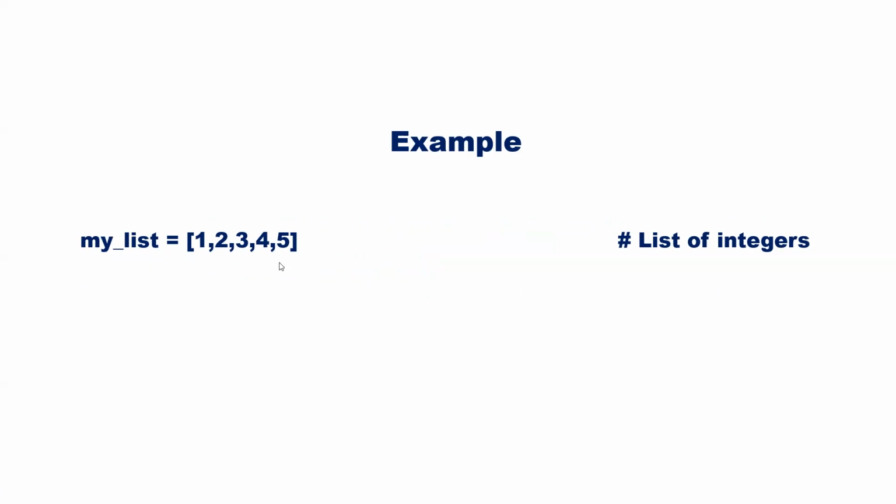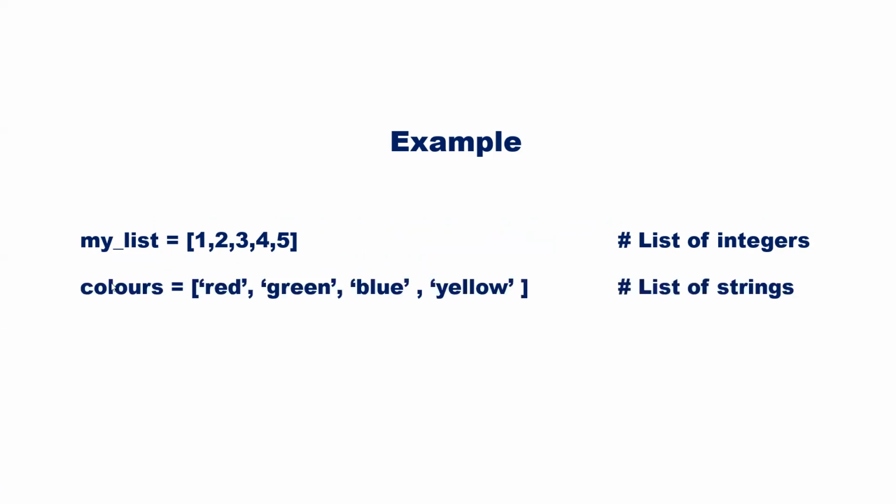This is a list of integers. Colors is equal to red, green, blue, yellow is an example for list of strings. Here, my list and colors are identifiers. You can use any valid identifier as the list name. The values in a list are called items or elements.